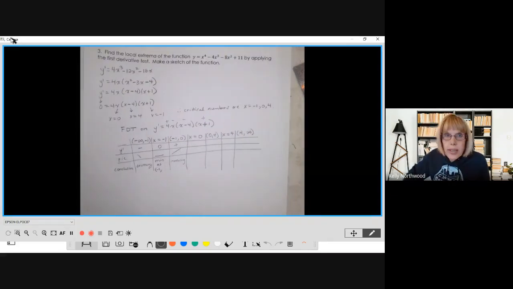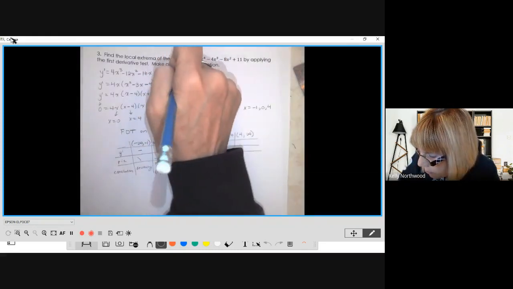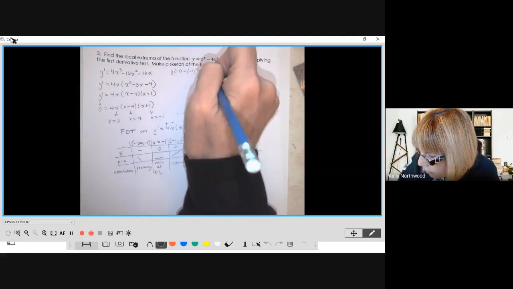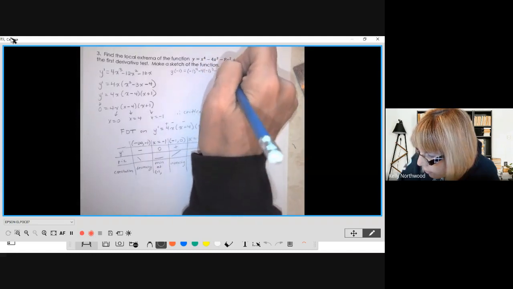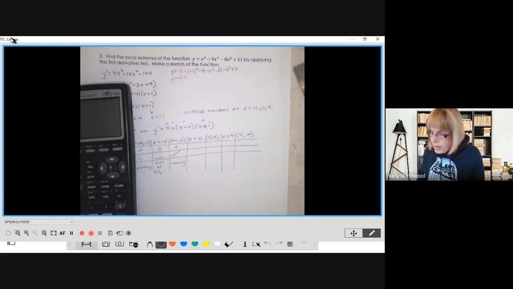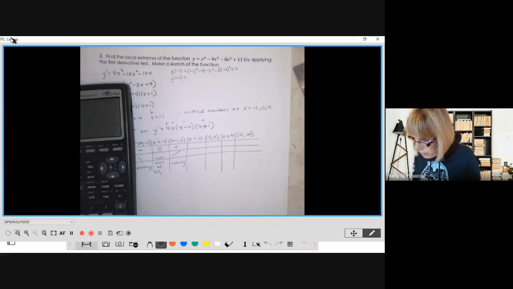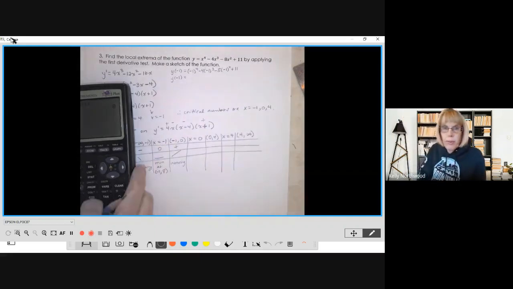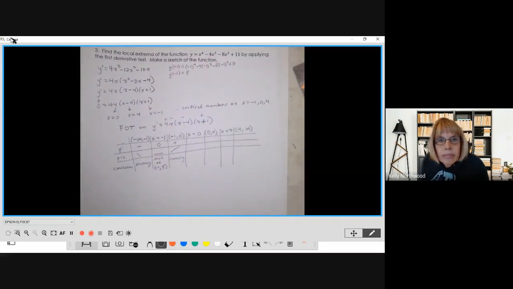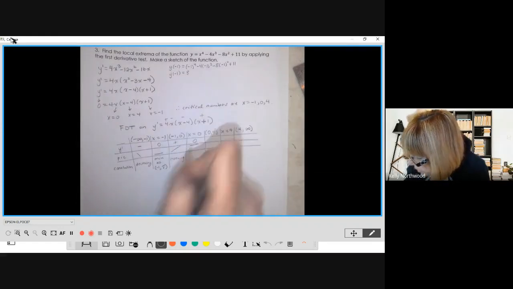And then I have to go up to my function and sub in. So y at negative 1. So that's going to be eight. So a minimum at negative 1, 1/8. You guys get 8? Yep. Okay. So 0, horizontal tangent.